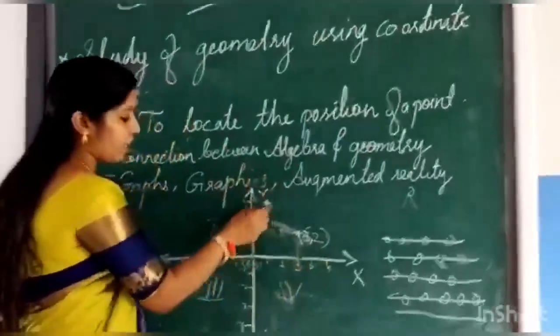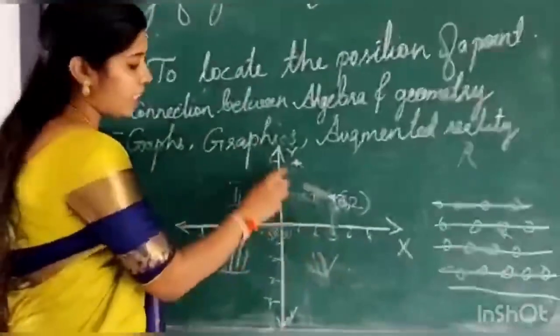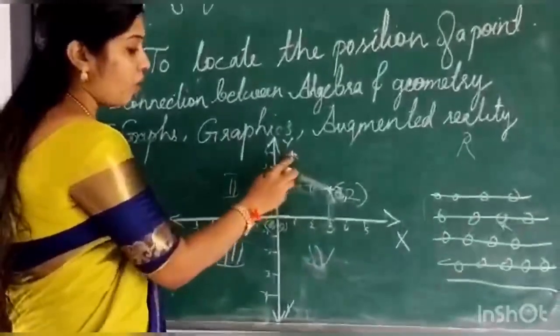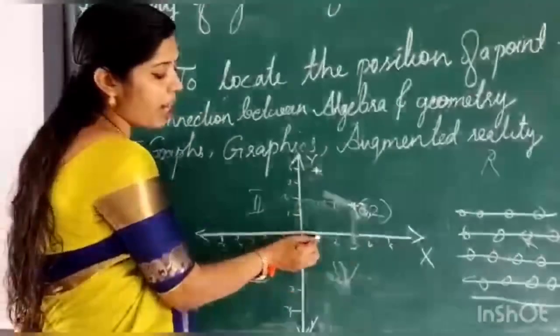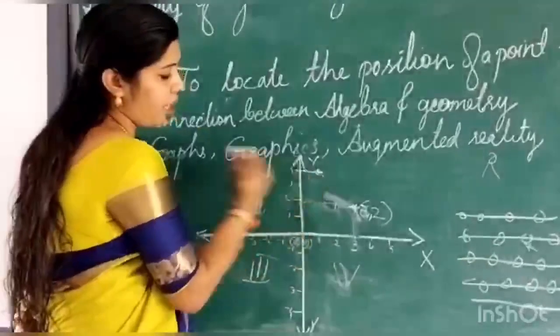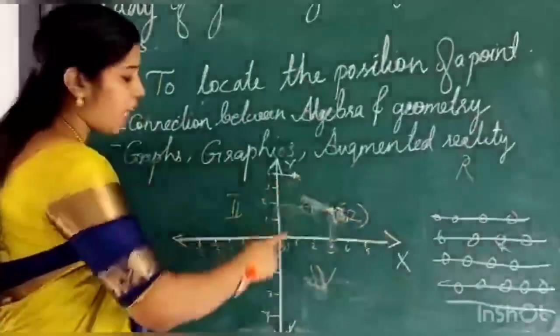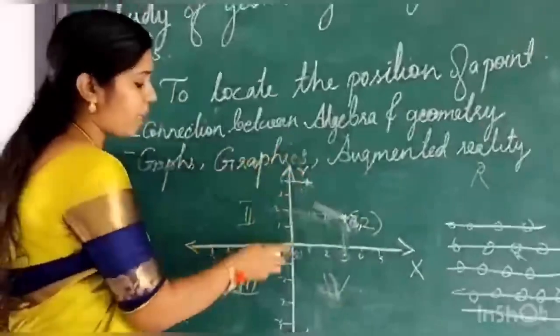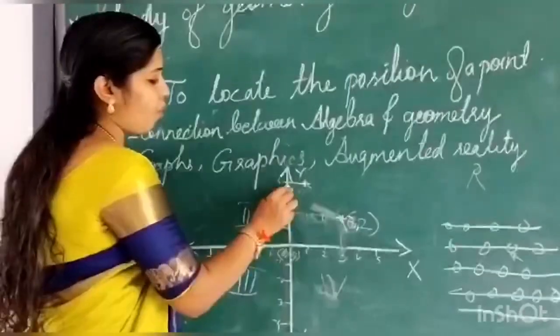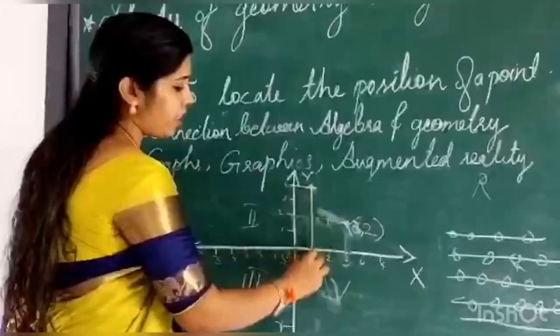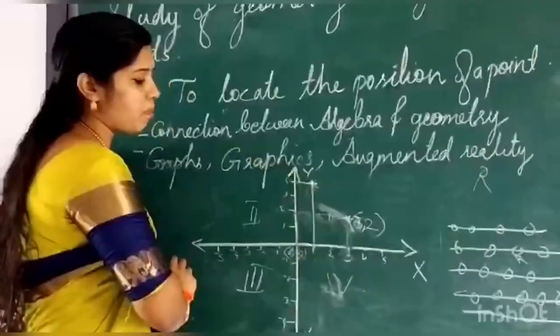Coming to the next point, let us locate this point. You can see it has moved 1 unit only along the x-axis. And what about along the y-axis? It has moved 1, 2, 3, 4. 4 units moved, isn't it? So how will we mark this point?